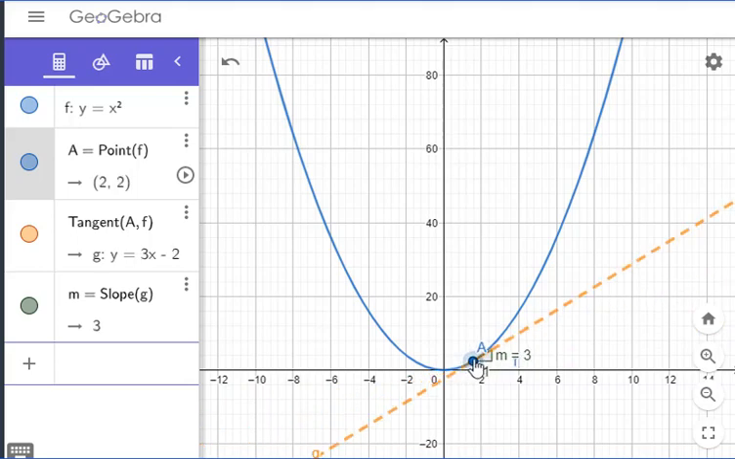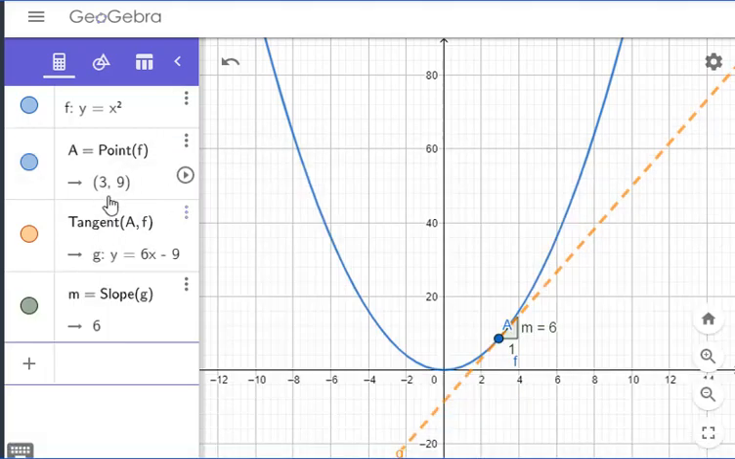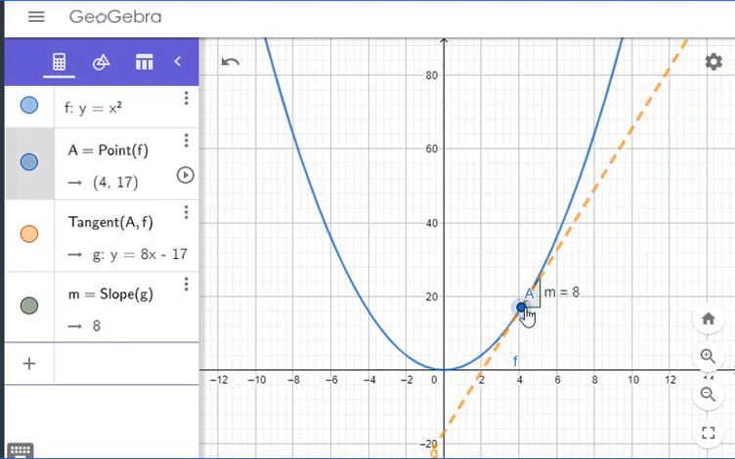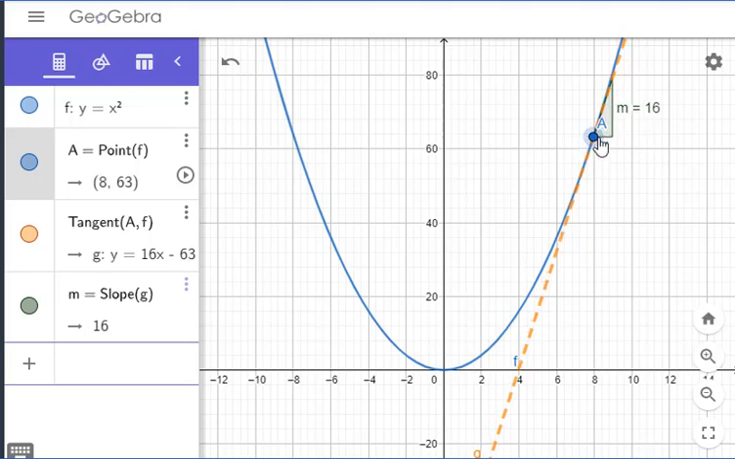When x equals 3, make sure here it's (3, 9). Then the slope of the tangent line equals 6. We can get, when x equals 7, the slope of the tangent line equals 14. When x equals 8, the slope of the tangent line equals 16.